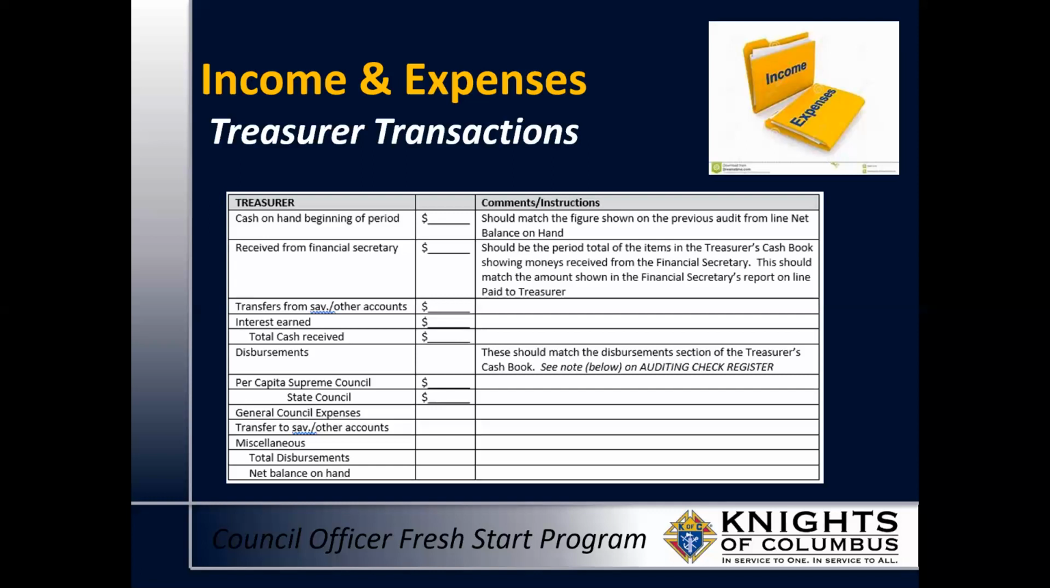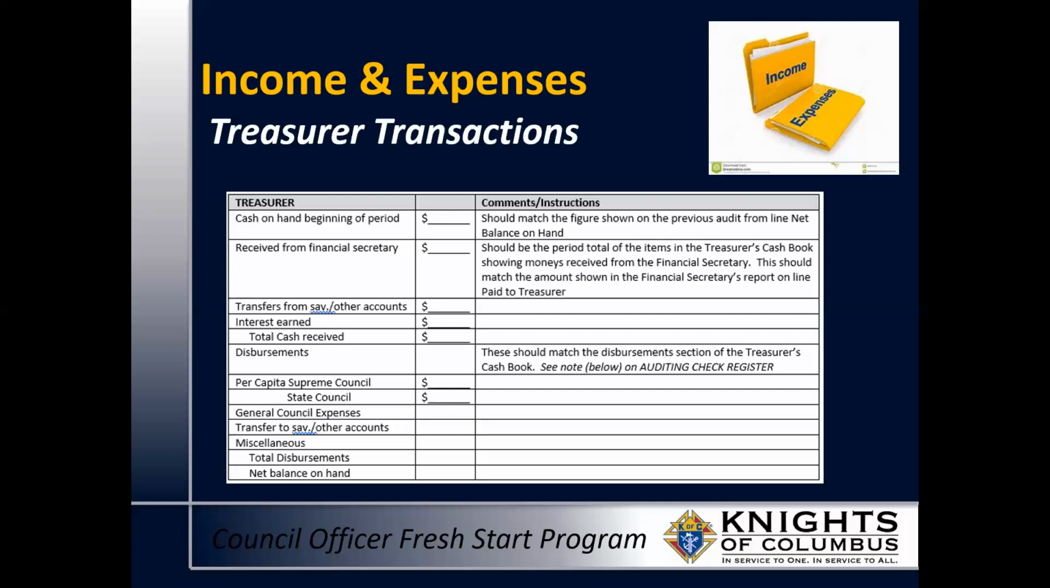Next is the transfer to savings and other accounts. So if you have accumulated some funds that you want to take out and put into some other account, an investment account or a savings account, so you can get interest on it, that transfer out of your checking account into another account will go on this line. Then miscellaneous is all the other disbursements that you have that didn't fit in one of those other categories. Again, there's a total disbursement line.